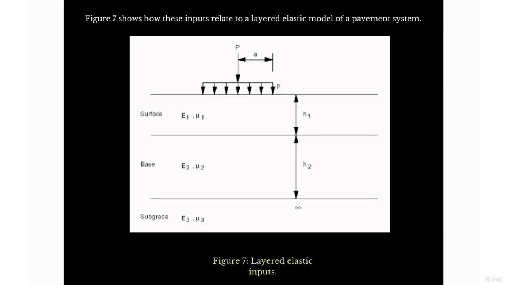It shows how these inputs relate to the layer elastic model of the pavement. So you can see in this figure a distributed load and how it's acting on the surface, on the base, and on the subgrade. The subgrade is infinite, then for the base we're saying there's a certain height, our H2, and then our H1. So these are the layered elastic inputs that we need. These are the parameters that we use to get a solution using the mechanistic model.